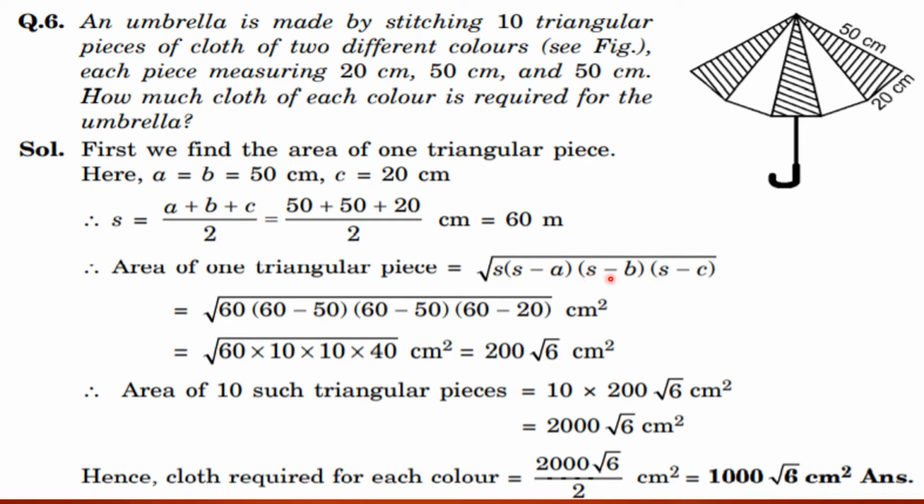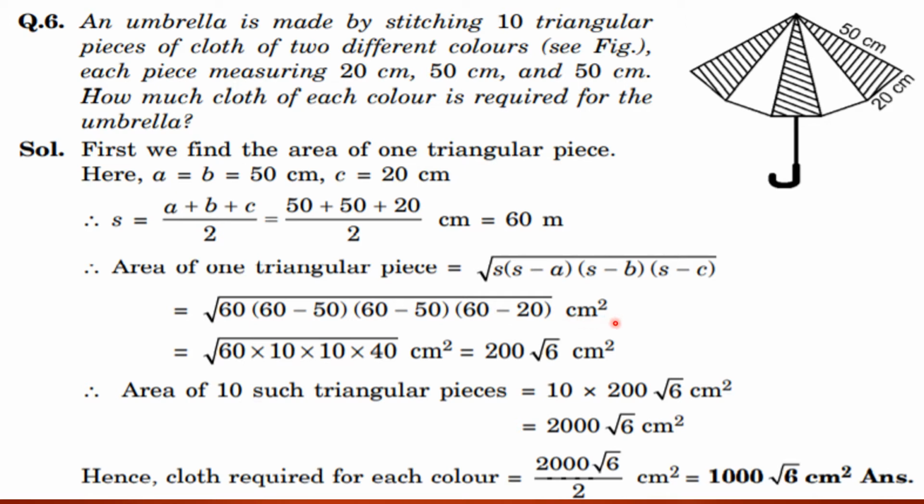What is the third factor? It is s minus b. What is s here? 60. Minus what is the value of b here? 50. Understood this third factor, my children? Right. Now come to the fourth factor. What is the fourth factor? S minus c. What is the value of s here? 60. Minus what is the value of c here? 20. Understood this fourth factor, my children? Right. Understood this step, my children?